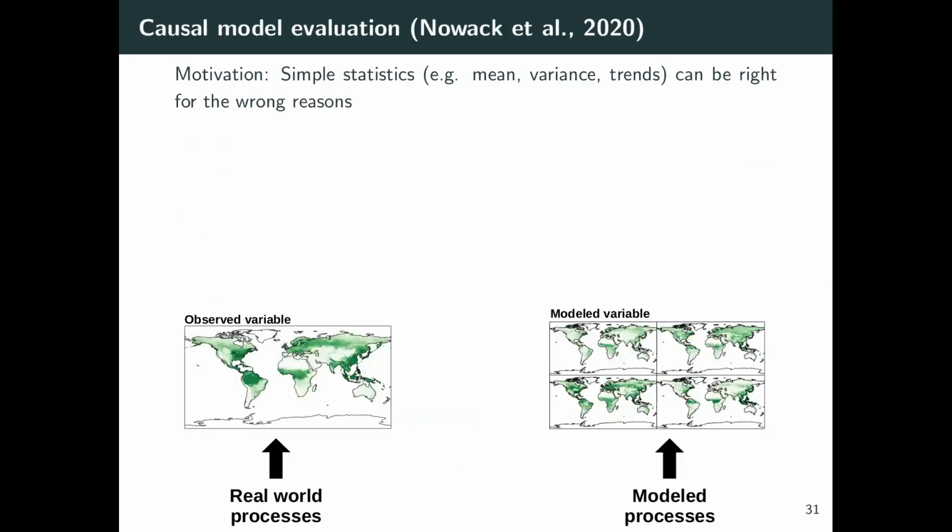And lastly, the topic of causal model evaluation, which is work together with Peer Nowack from last year. Here, this tries to provide a complementary approach to model evaluation as it's done now. So we have observations of some variable, in this case GPP, for example, and we have climate models that produce modeled GPP, and you can look at their absolute values and run a model evaluation there, like whether the model well represents the values or the GPP at a particular point.